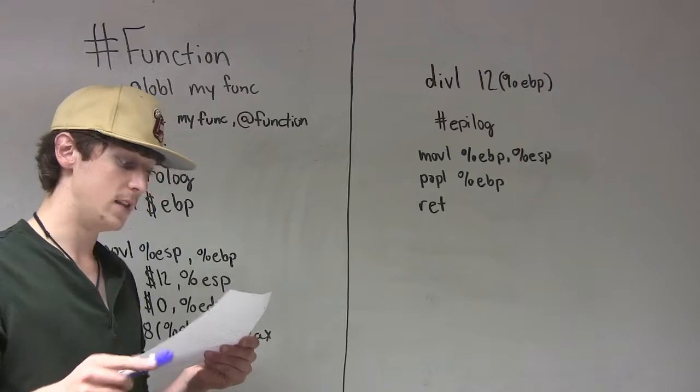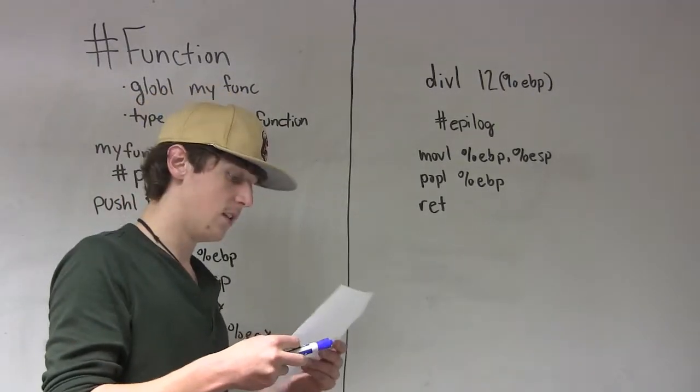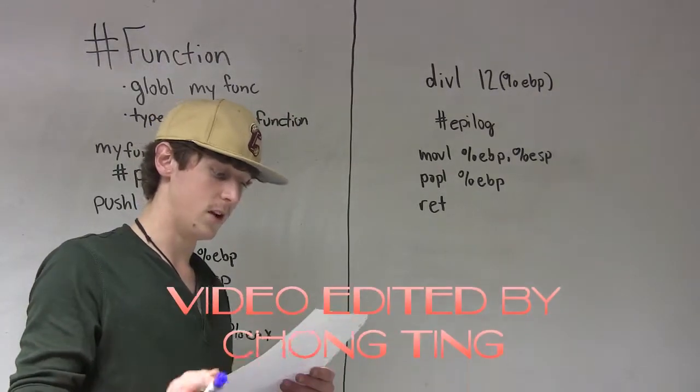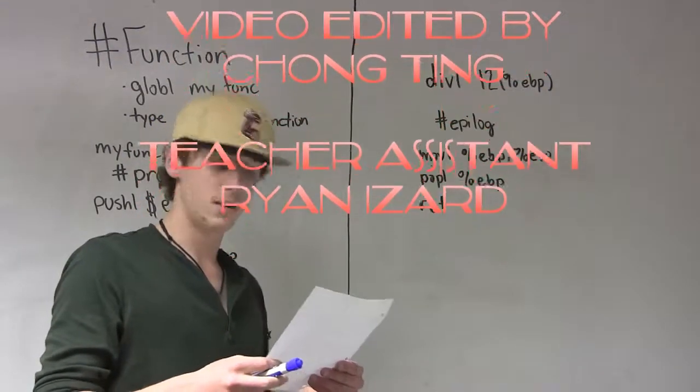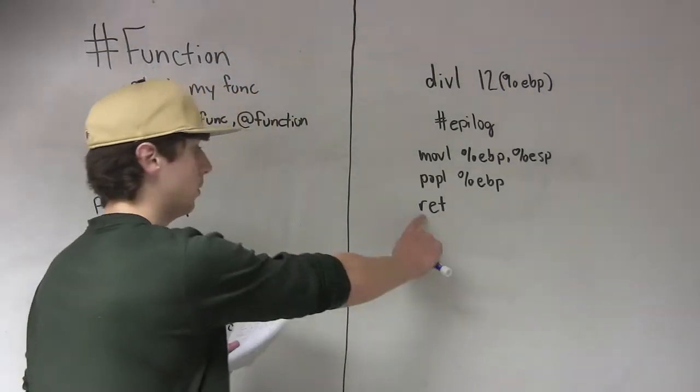So return will read the return address set by the call from the top of the stack. It will save this address in the instruction pointer register, so that the next instruction to be fetched will be the one at the return address within the caller function, and that's what return is going to give us.